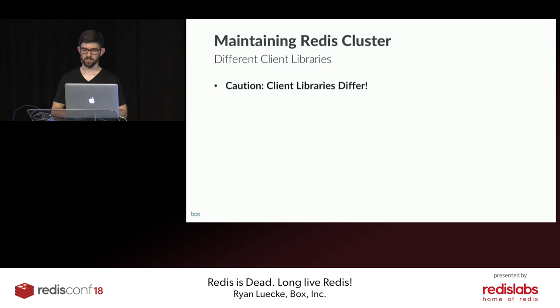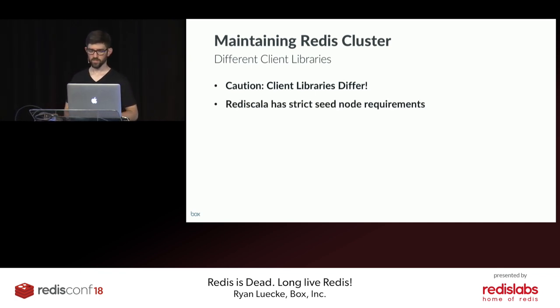Also a word of warning, and this has bitten us a few times at Box: client libraries differ. They're not all made the same. So if you have a client library in several different languages, they will operate differently in nuanced ways. For example, we were using the Redis Scala client library in Scala, and we noticed that it had strict seed node requirements. What this meant was we had a cluster that reconfigured itself, or we pulled a node out, but the seed nodes had not been updated.